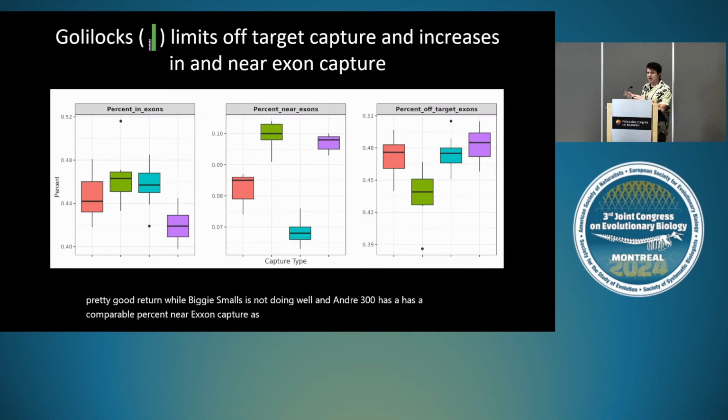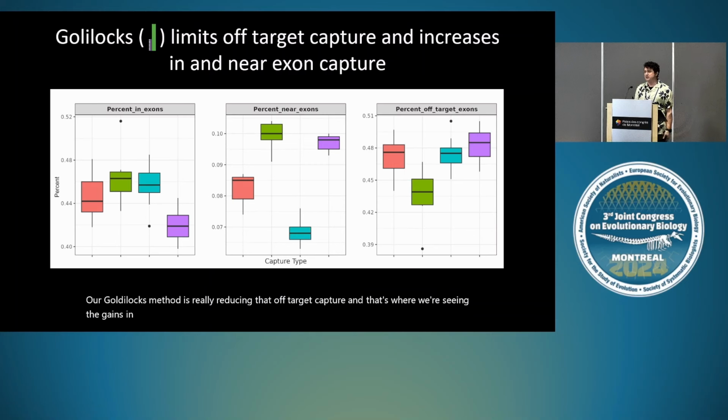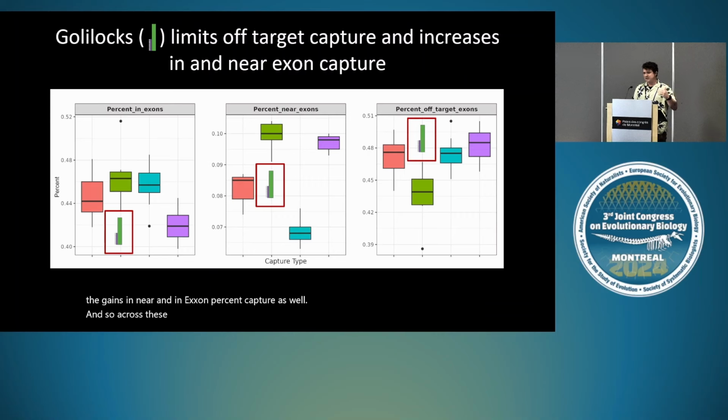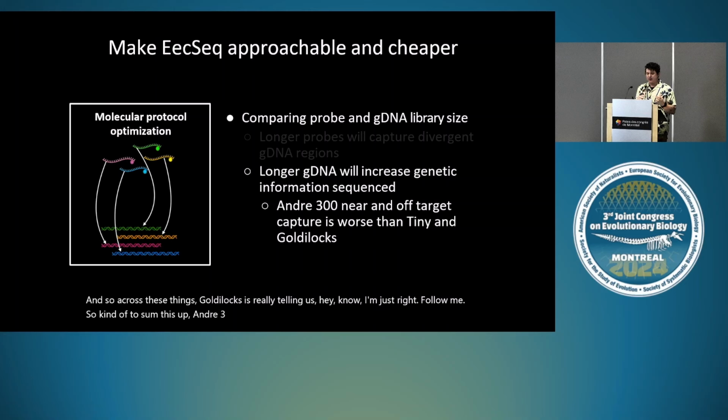But really, it's this off-target region where we can see how this all comes into play, because our Goldilocks method is really reducing that off-target capture, and that's where we're seeing the gains in near and in-exon percent capture as well. And so across these things, Goldilocks is really telling us, hey, I'm just right. Follow me. To sum this up, Andre 300's near and off-target capture is worse than these other two combinations that we're looking at.